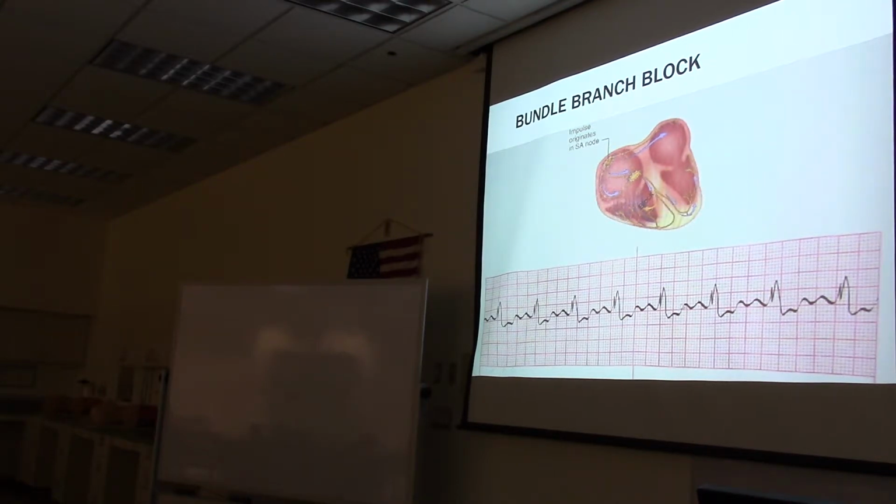So a bundle branch block. And when you see a bundle branch block, you still have to mention what the underlying rhythm is. This is kind of strange, isn't it? You see your P wave, your QRS has the bundle branch block, and then your ST segment is below the baseline. So we have ST segment depression.